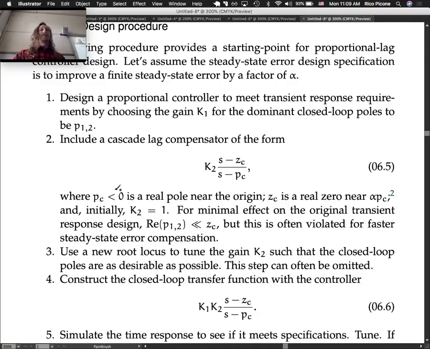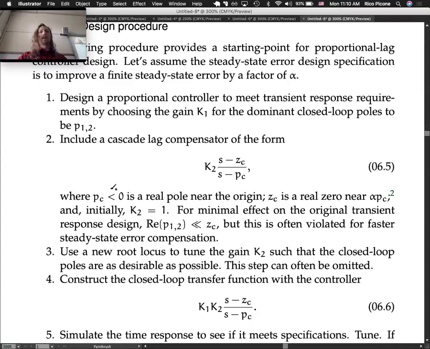We place PC kind of arbitrarily somewhere close to the origin, and the closer we get to the origin with it, the better we get in terms of our transient response not being affected, okay? But it'll be a slower response too. That steady state error correction is going to be slower the closer you get that to the origin. So it's kind of a trade-off.